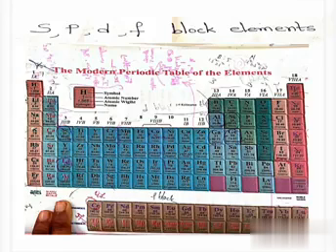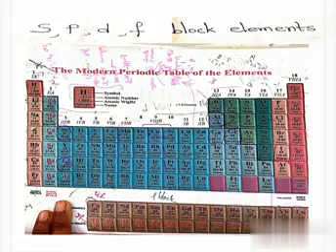The elements to the left of this demarcation are called metals. So the left side of this step-like structure, those are called metals. And the right side of the staircase, the elements on the right side of the step-like structure, are called non-metals.